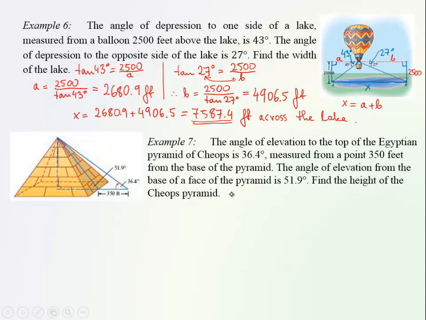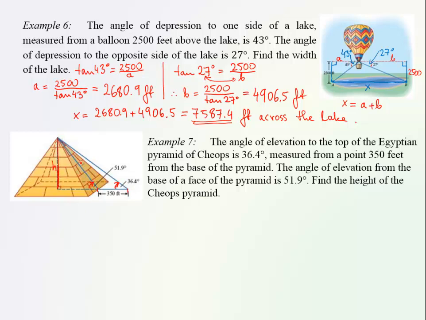And here we have another application problem. The angle of elevation to the top of the Egyptian pyramid of Cheops is 36.4. So this is the angle. And this angle is measured from a point 350 feet from the base of the pyramid. So distance from here to there is 350. The angle of elevation from the base of a face of the pyramid is 51.9. So if we measure the angle from this point, 51.9 is that angle. Find the height of the Cheops pyramid. So we need to find this distance.